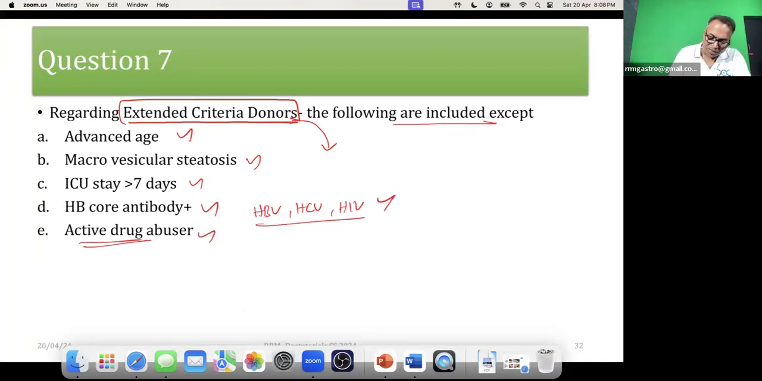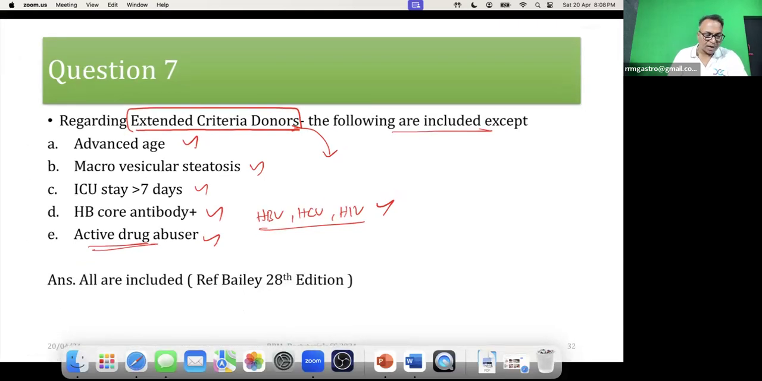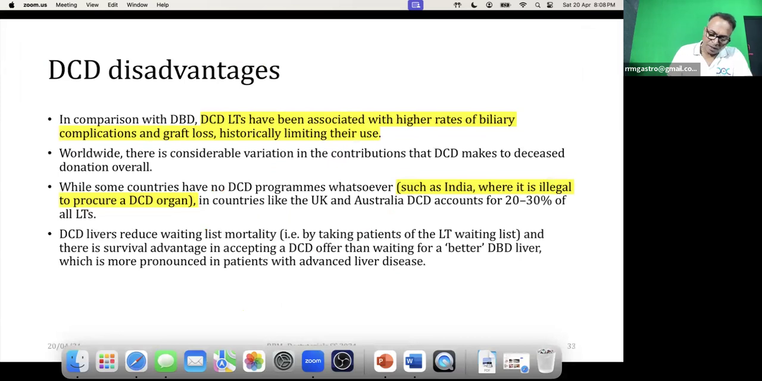Even an active drug abuser is accepted now. There is no answer in this. All are correct. The answer is all are included.